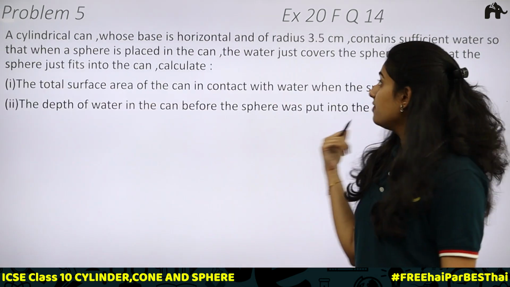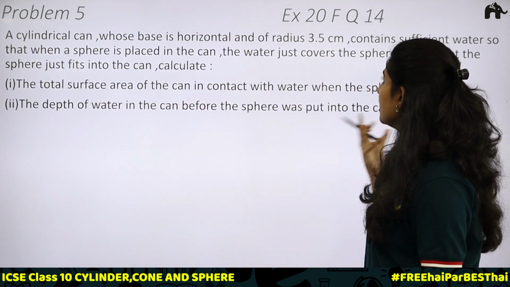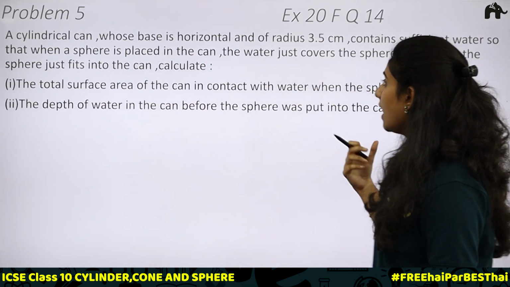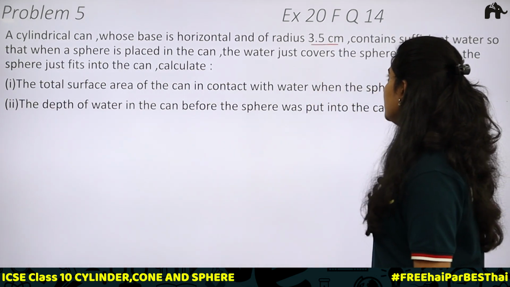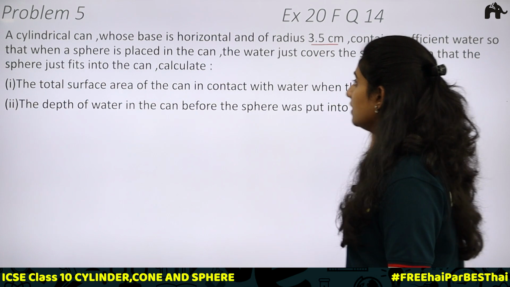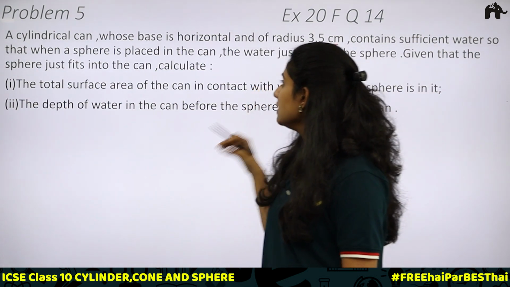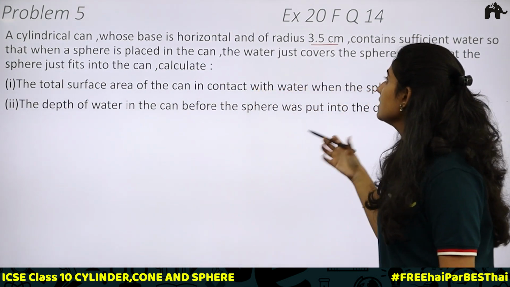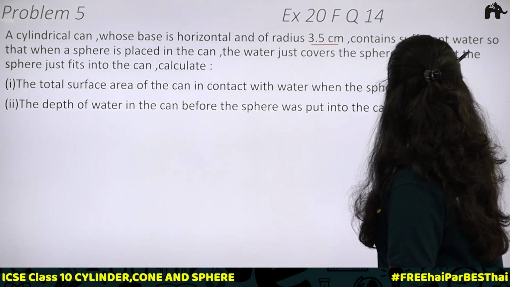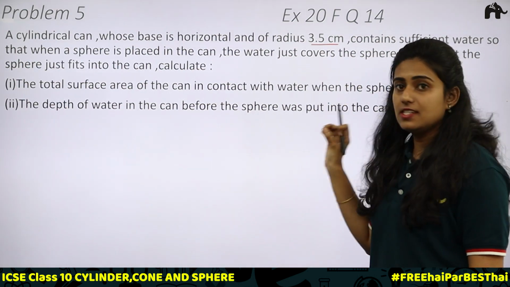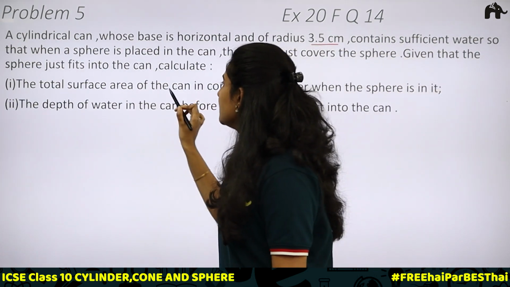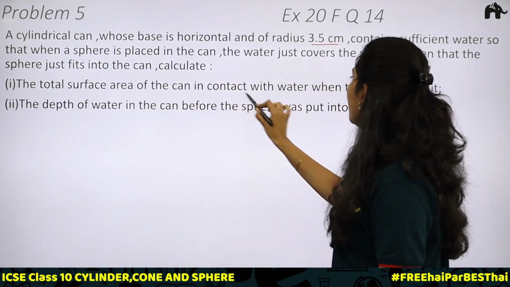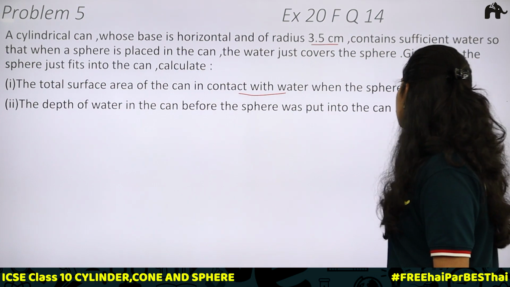Okay, problem 5. Question 14 of exercise 20F. A cylindrical can whose base is horizontal and of radius 3.5 cm contains sufficient water so that when a sphere is placed in the can, the water just covers the sphere. Given that the sphere just fits into the can, calculate the first question: the total surface area of the can in contact with water when the sphere is in it.